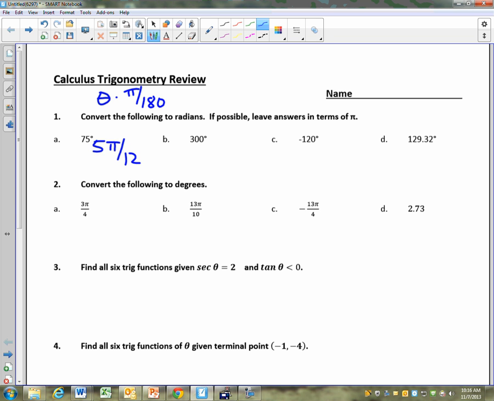60 goes into 180 3 times, right? How many times does it go into 300? 5. Now 120: 60 goes into 120 twice. 60 goes into 180 3 times. If you were to multiply this, you would end up with negative 2 pi over 3.